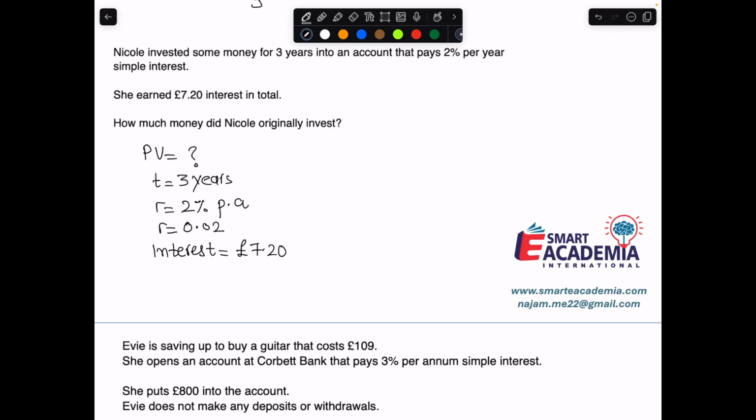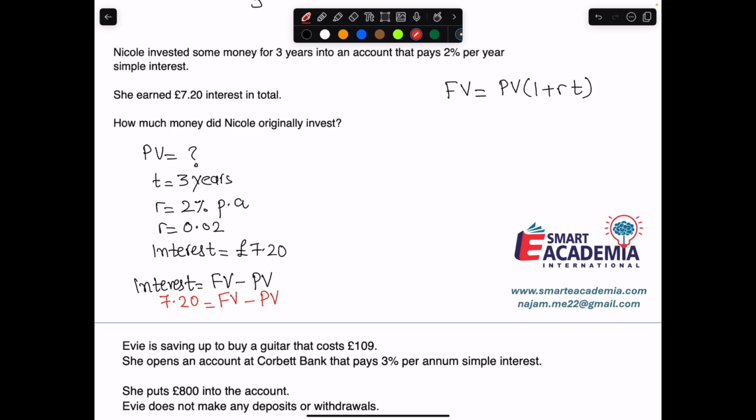Now this is a very important notion here: the formula for simple interest does not have any interest in it, right? We have two different formulas, and somehow we have to combine these two formulas. The formula for simple interest is future value equals present value times 1 plus RT, whereas the formula for interest is future value minus present value. Now we are given that our interest is 7.20. We don't know the future value, beg your pardon, minus present value. The future value can be written as 7.20 plus P, simply by taking this thing to the other side.